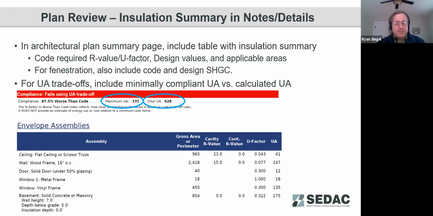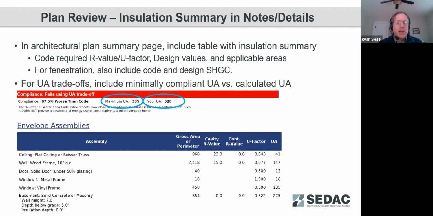Now, as far as if we were working on this design and this is what came up, now we say, okay, I've got to address this. And so looking under my envelope assemblies and saying, where do I need to really focus in and address? Here, the ceiling with 41, the doors 12, and this one window of 18, probably not a big place to focus on. Some of the three larger areas, the walls, okay, I have a really large area, so that could be a difficult area to address. But I also have some vinyl windows showing here, which is contributing 135. So that's pretty big too. And the basement walls appear to be what's really driving the UA issue in this design. So focusing on where are the big areas.